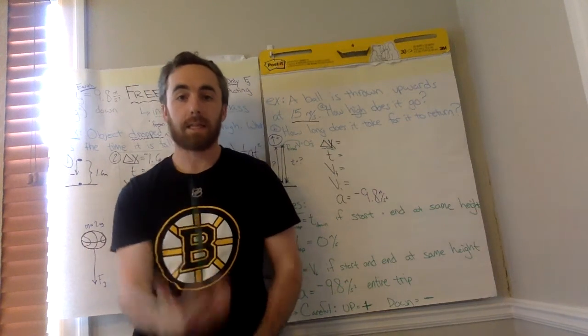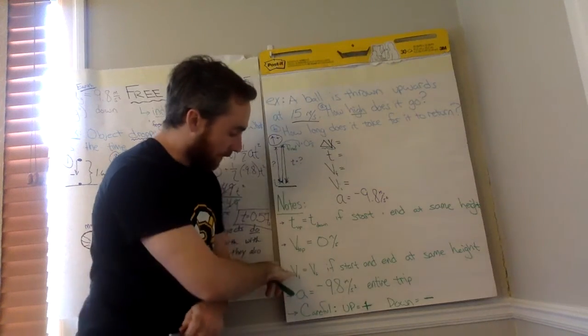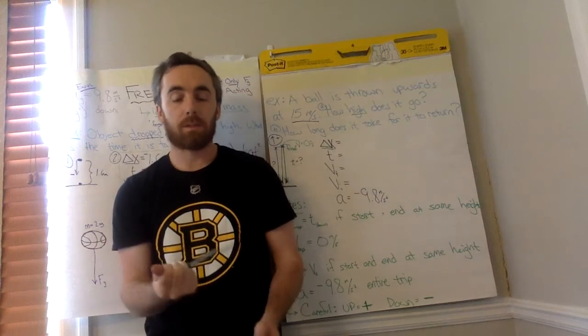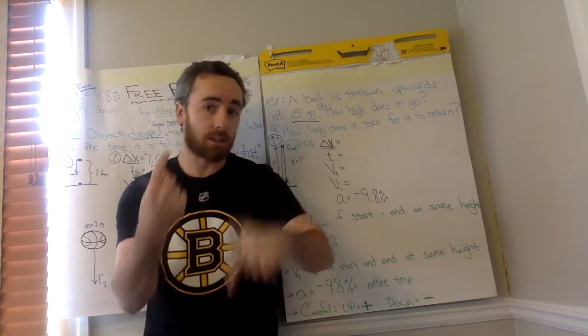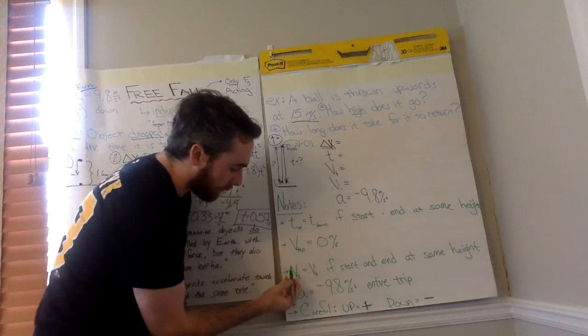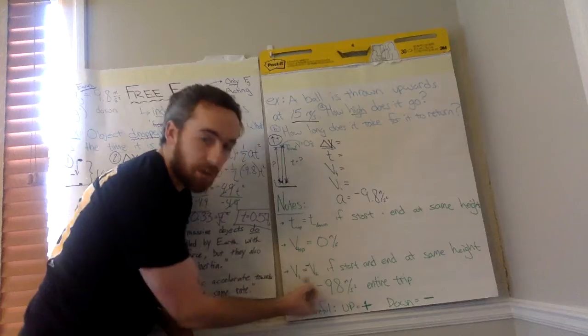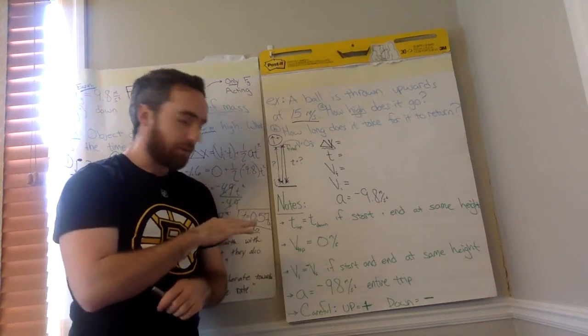So the time it takes to get up there is the same as the time it takes to fall down. The speed right when it leaves my hand and the speed right when it comes back and hits my hand is the exact same, just in different directions. All right, so I probably should write this. V initial is the opposite direction, but the same number as V final. Right? They're mirror images of each other.